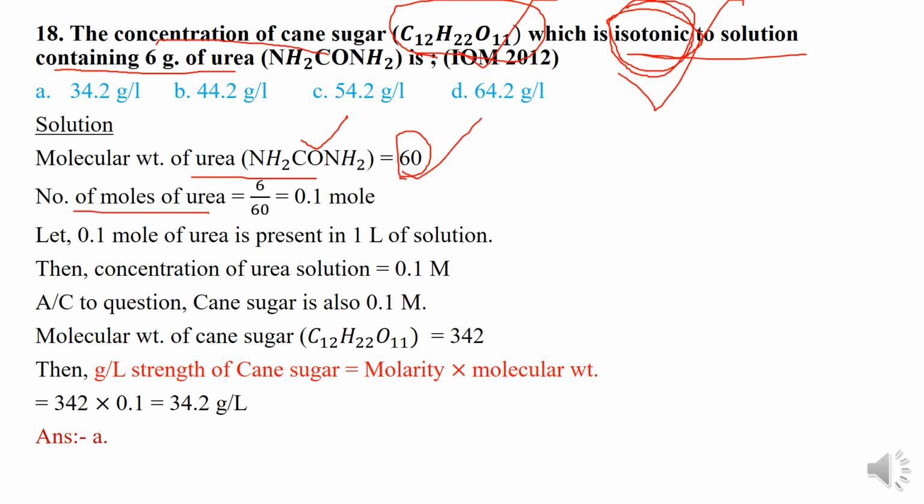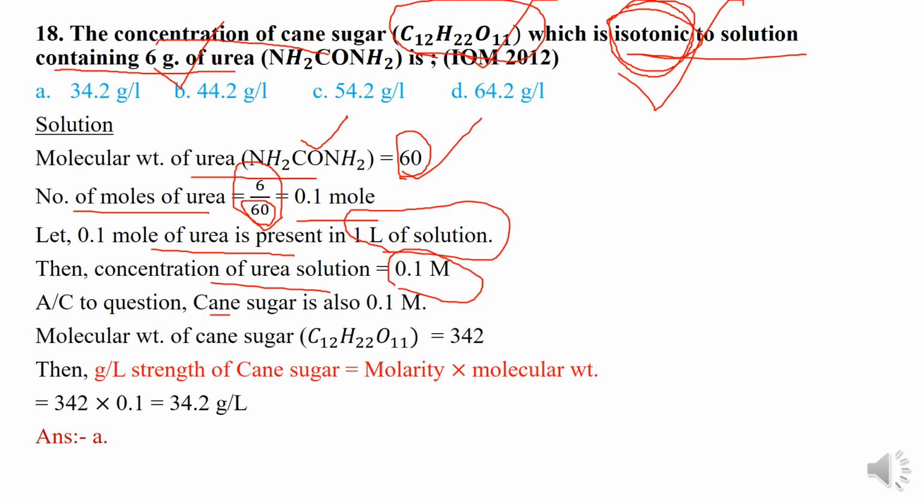The number of moles of urea will be 6 by 60, because 6 gram of urea is given. 6 by 60, dividing by the molecular weight, gives 0.1 mole. Let us consider that 0.1 mole of urea is present in 1 liter of solution. Then the concentration of urea will be 0.1 molar, because 0.1 mole is present in 1 liter of solution.